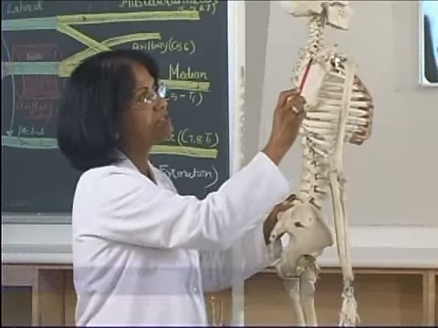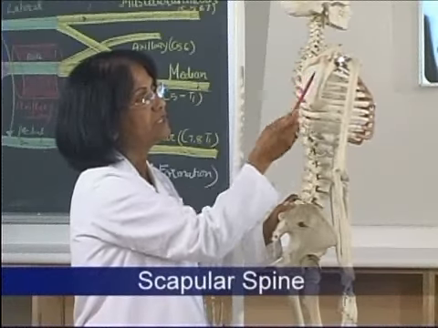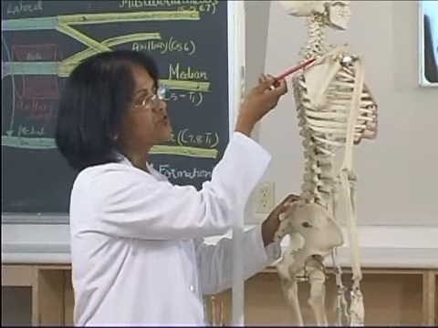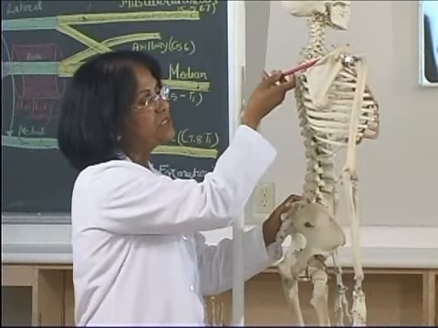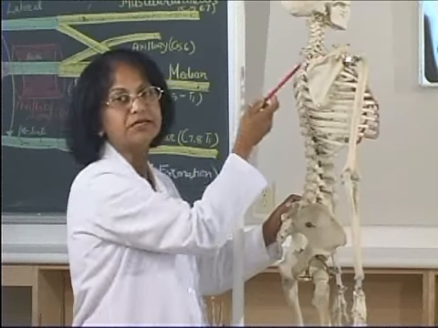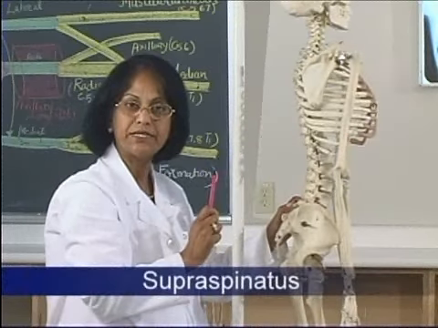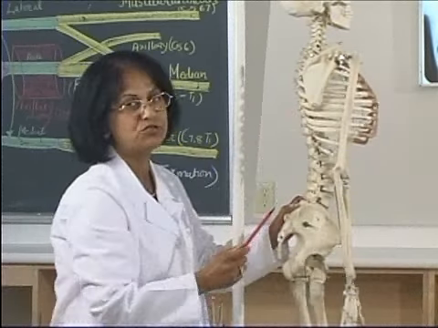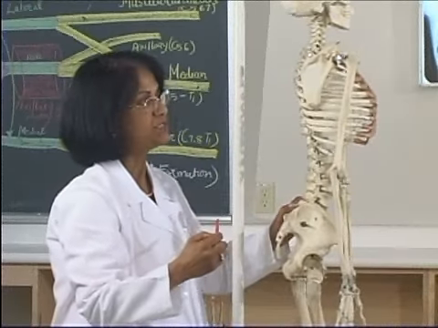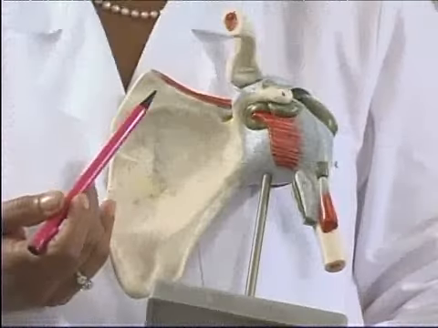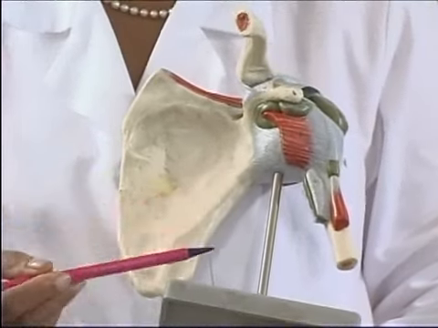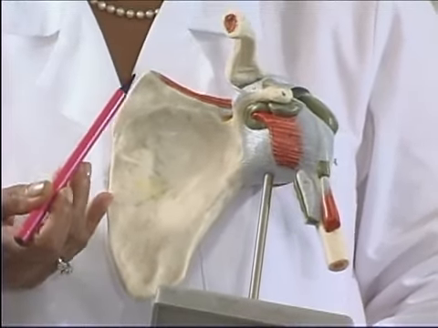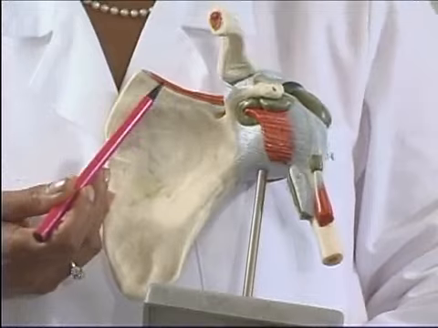This area here is called the spine of the scapula, and it divides the posterior surface into 2 halves. The superior part of this area gives attachment to the supraspinatus muscle, while the lower part gives attachment to the infraspinatus muscle. On this model, we are looking at the internal surface of the scapula. This is the superior angle, and my pointer is going over the superior edge or the superior border of the scapula.